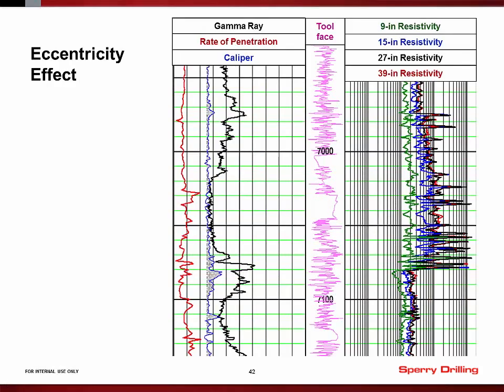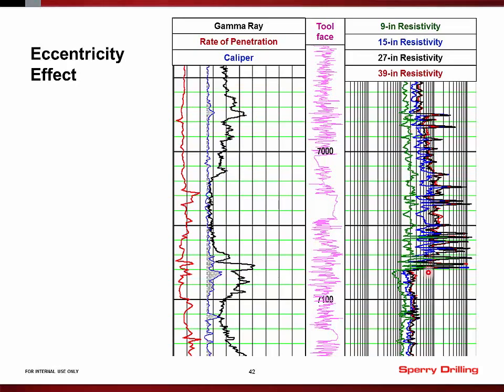Here's an example of an eccentricity effect on a resistivity log. On the left-hand side, I've got caliper data, the blue curve, which shows that we're in a pretty good gauge hole, very little washout. The black curve is the gamma ray, the red is the rate of penetration. On the right, we've got 4 measurements from the EWR Phase 4. The shallowest measurement is the green one, and the deepest measurement is the red one.